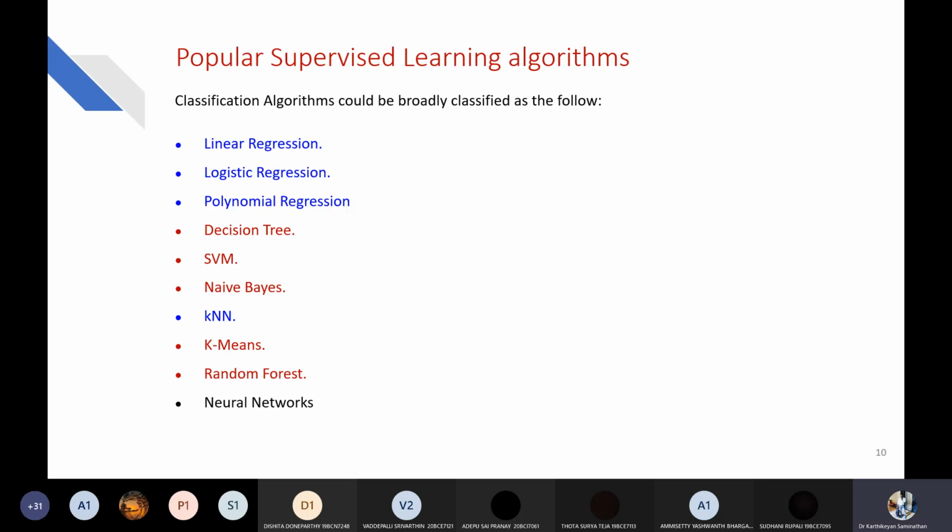Now these are some popular supervised learning algorithms: linear regression, logistic regression, polynomial regression, decision tree, SVM, naive Bayes, KNN, random forest. K-means won't come here.